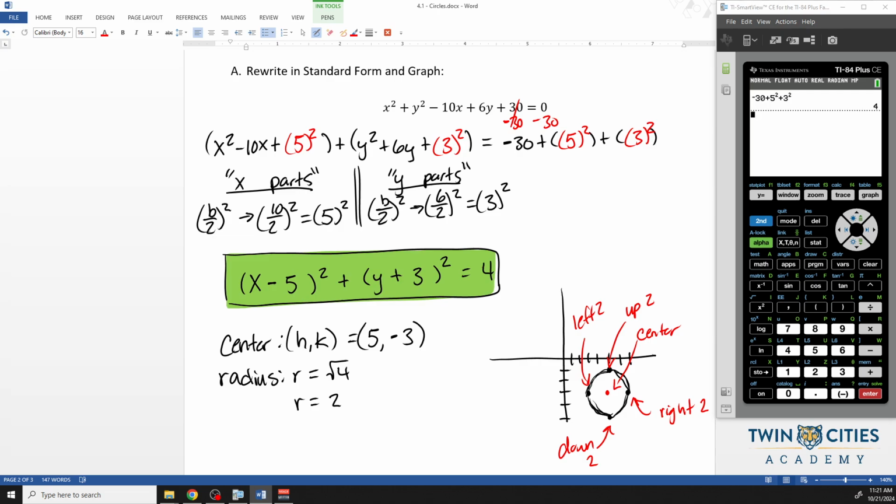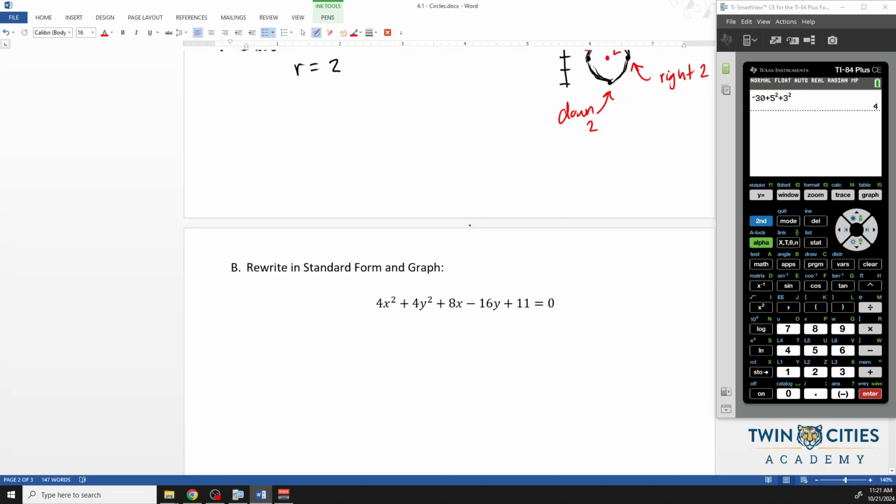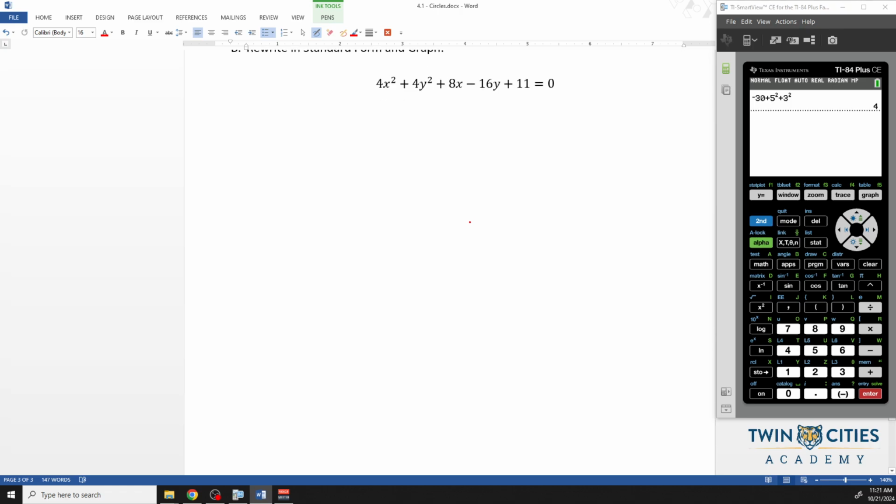Let's do one more of these. So again, let's rewrite this in standard form and then graph. The first thing I need to do is group up my x parts, group up my y parts, and any constant that I have, just move it to the other side. So this plus 11 at the end, let's subtract 11. And then start grouping up.